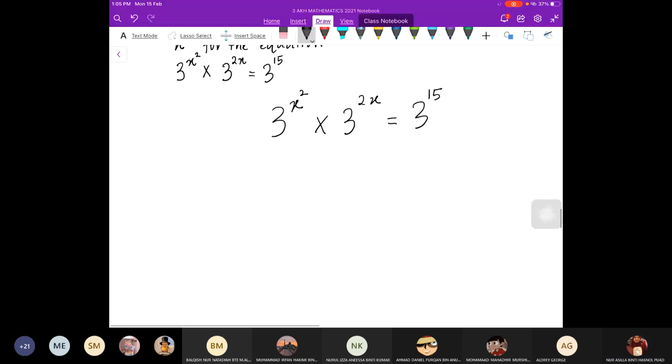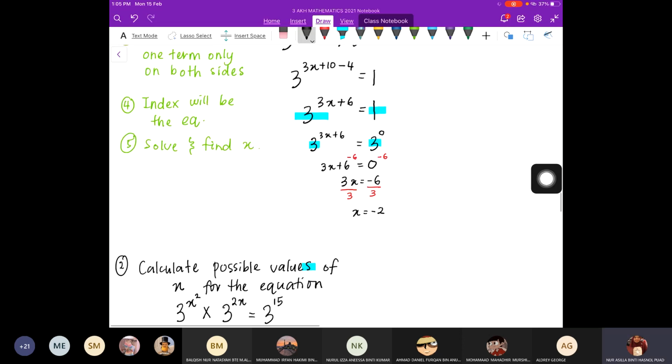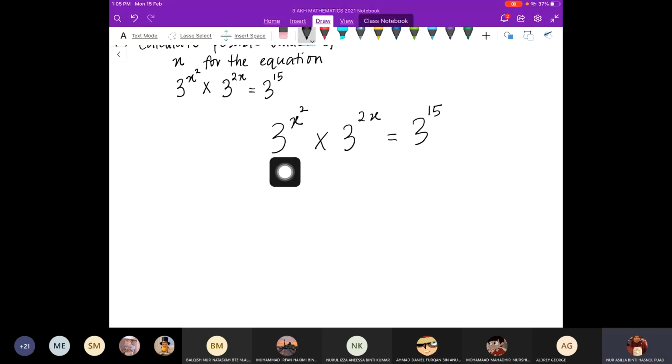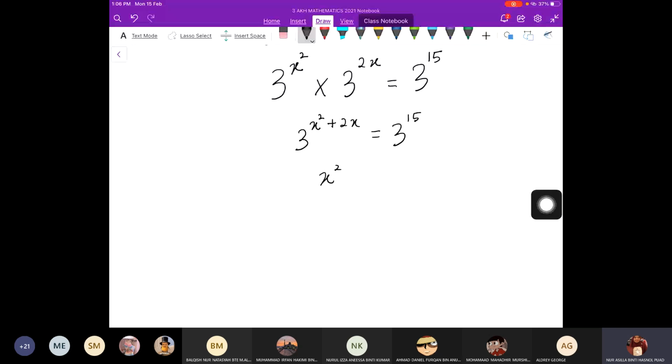Okay. Step pertama, settle sebab semua base 3. Step kedua, which is make sure all terms have the same base. So done. Okay, cuma kita boleh simplify kan ni because it's the same base and then you multiply. So it becomes 3 to the power of x square plus 2x equals to 3 to the power of 15. So jadi sekarang both sides ada satu term sahaja. Barulah kita ambil index tu menjadi equation.